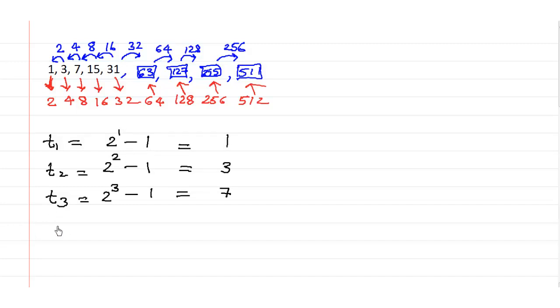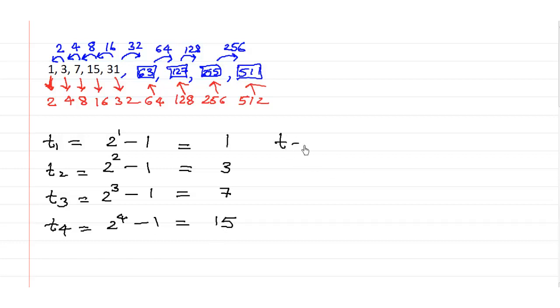So in this way, we can guess the other numbers. So T4 is 2 raised to 4. See the connection? When we want to find the fourth number, fourth term, we raise the 2 to 4, minus 1. So that will give us 15. 2 raised to 4 is 16. 16 minus 1 is 15.